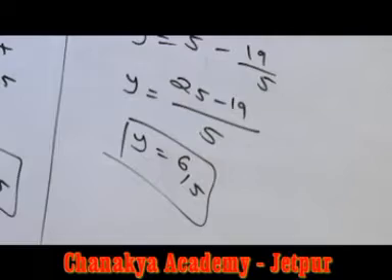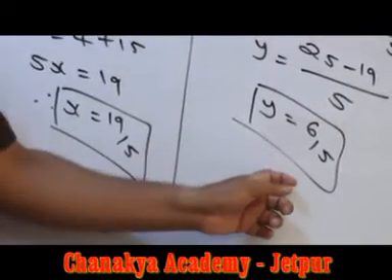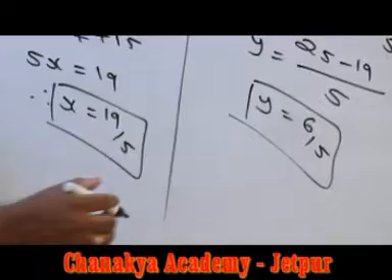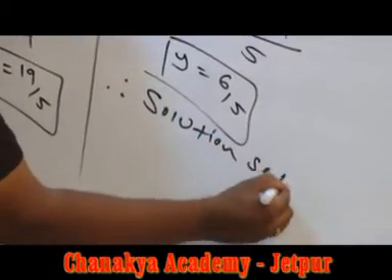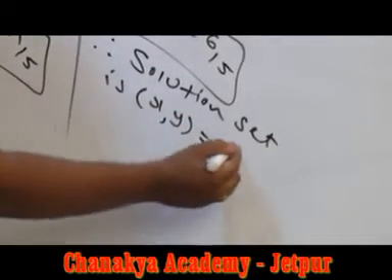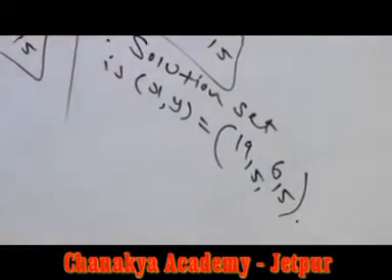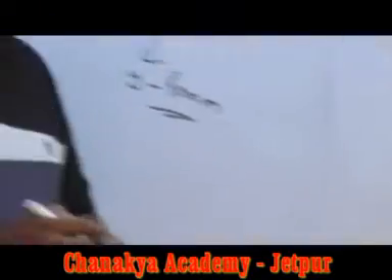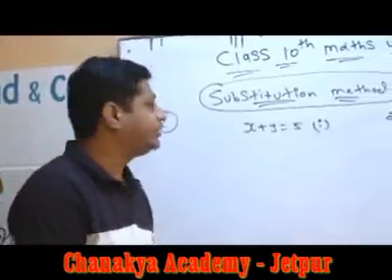Students, already we have achieved the value of x equal to 19 by 5 and value of y equal to 6 by 5. Therefore, solution set is x comma y equal to 19 by 5 comma 6 by 5. Students, this is a simple way to understand substitution. Okay students, now we are moving to our next example.